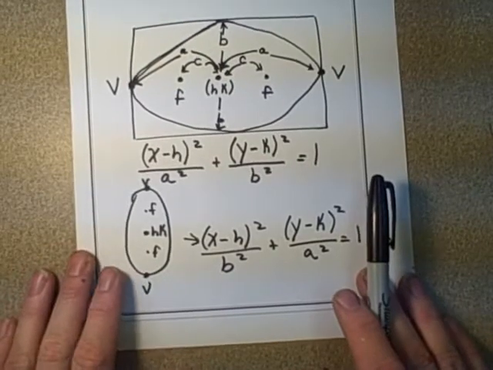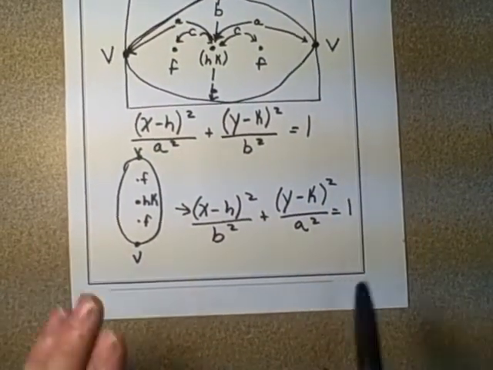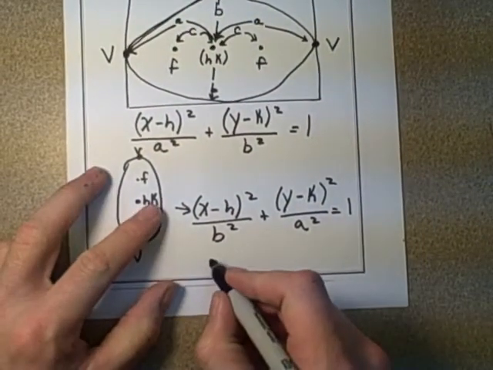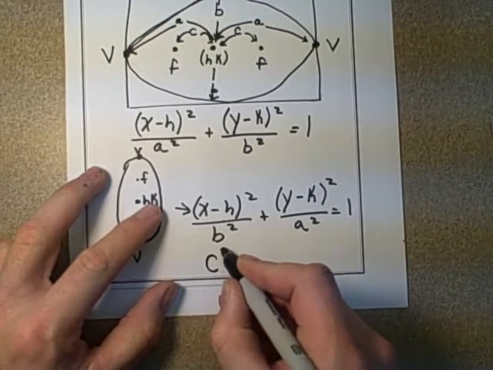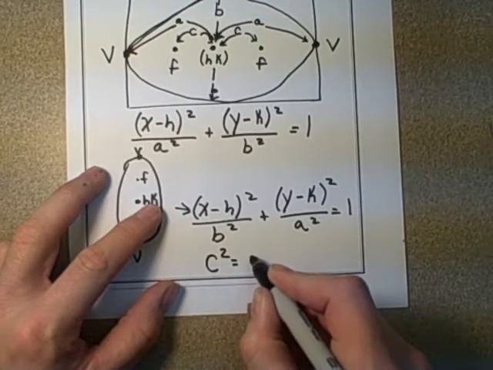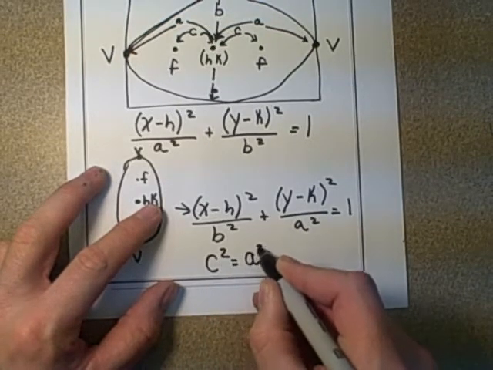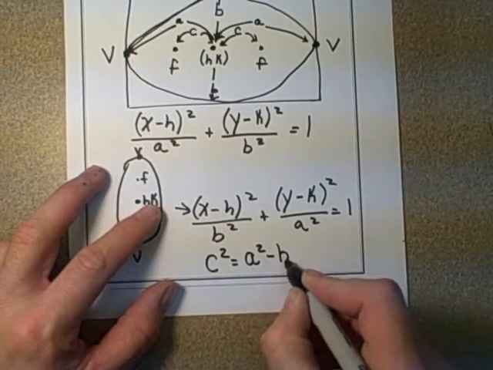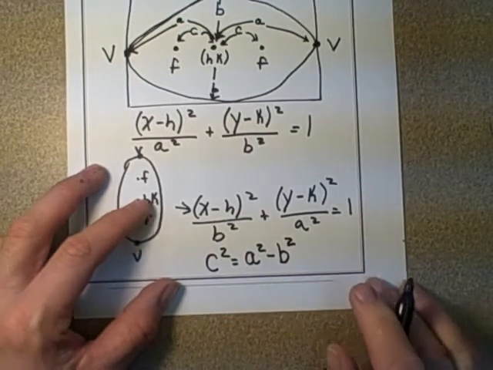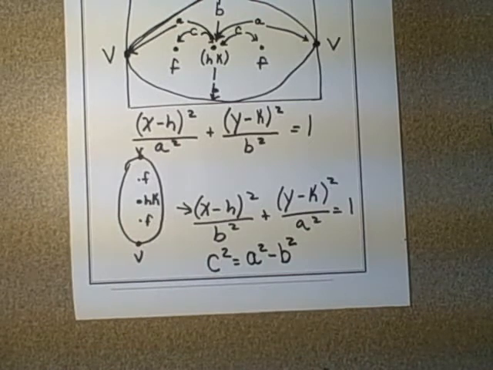Also, the relationship that there is between A and B and C is that we have in an ellipse C squared is equal to A squared minus B squared. It's not the Pythagorean theorem, it's just the relationship between those variables in the ellipse.